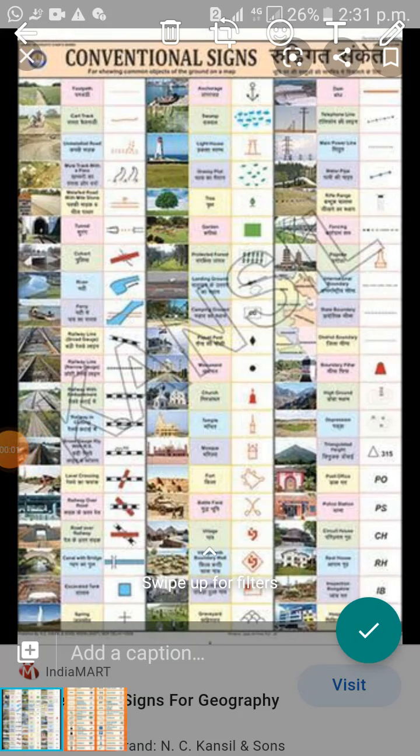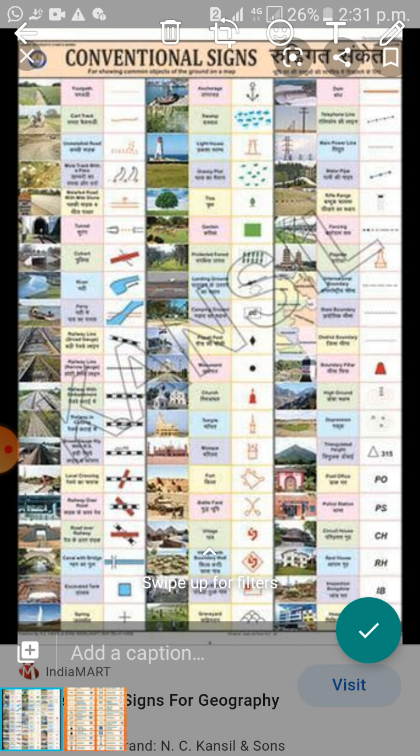Dear students, in this video we will discuss the conventional signs and symbols. It is the most important component of the map. It is not possible to draw on the map the actual size and shape of the different features such as buildings, roads, bridges, trees, railway line or a well.